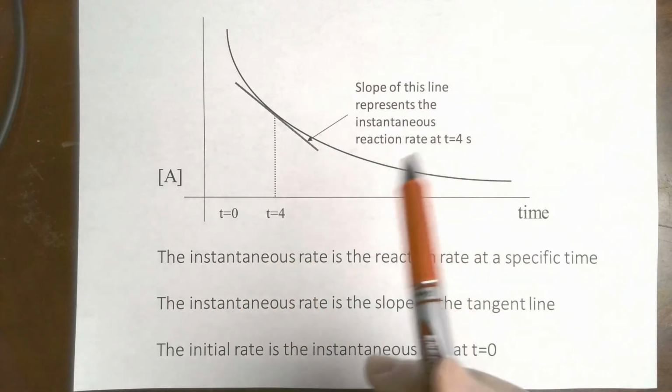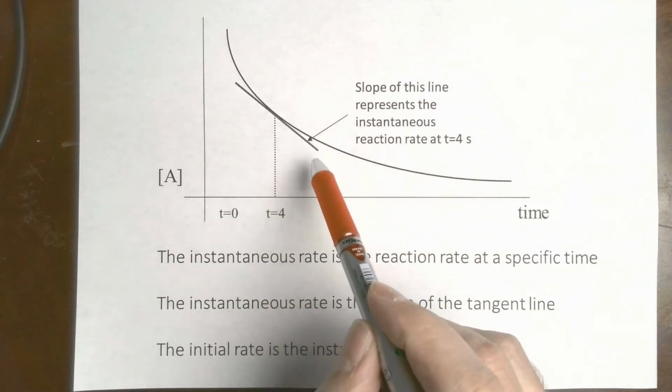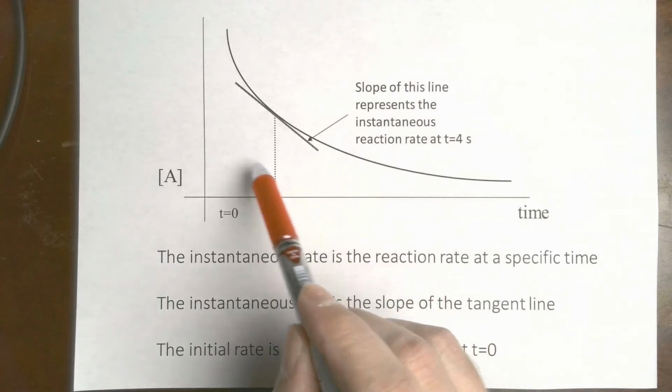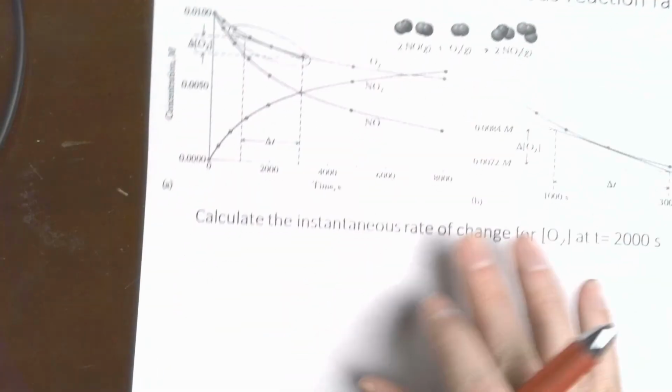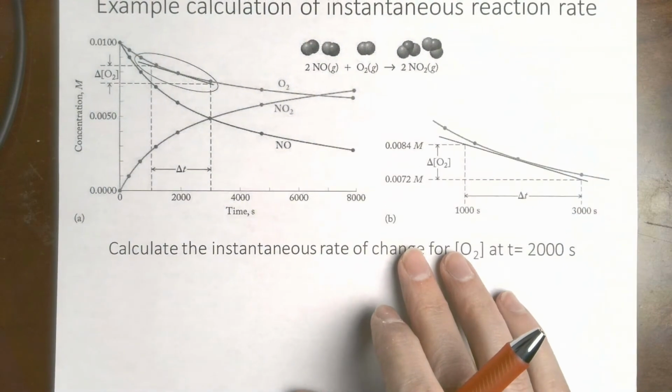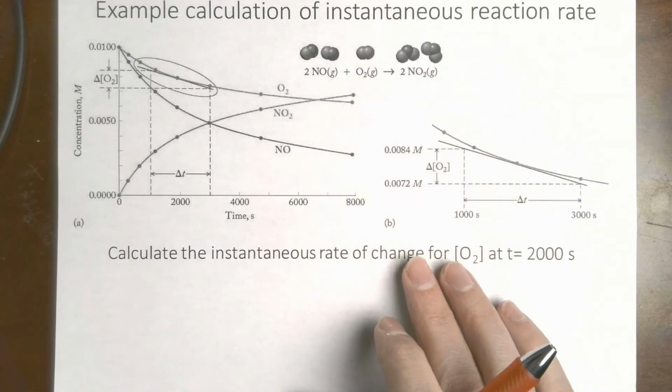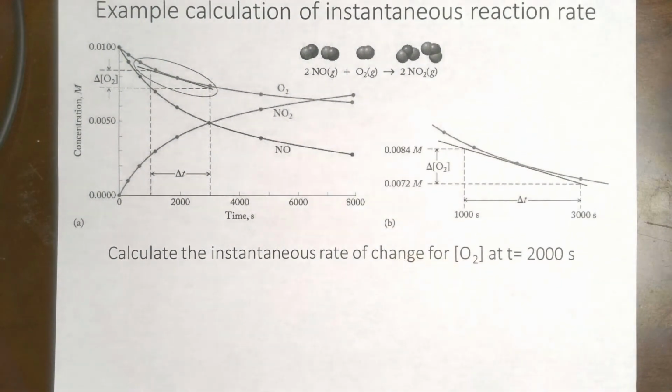So in this case, we have a tangent line that's drawn. We just need to calculate the slope of that line, and that will tell us what the instantaneous rate of the reaction is, versus what the average reaction rate would be. And so we want to be able to calculate, or think about calculating, that instantaneous reaction rate.